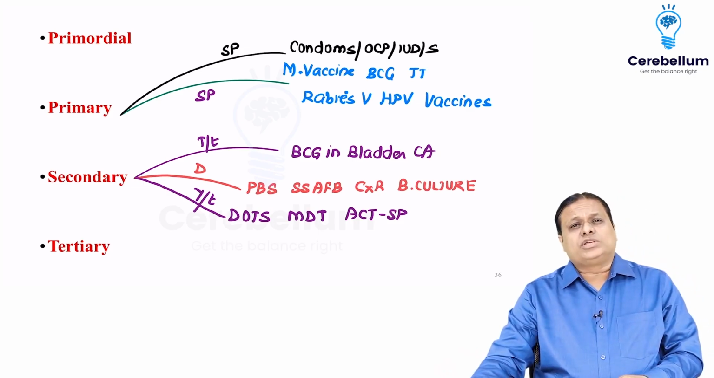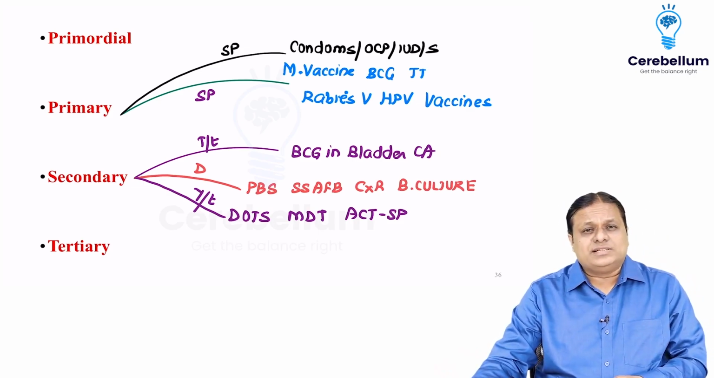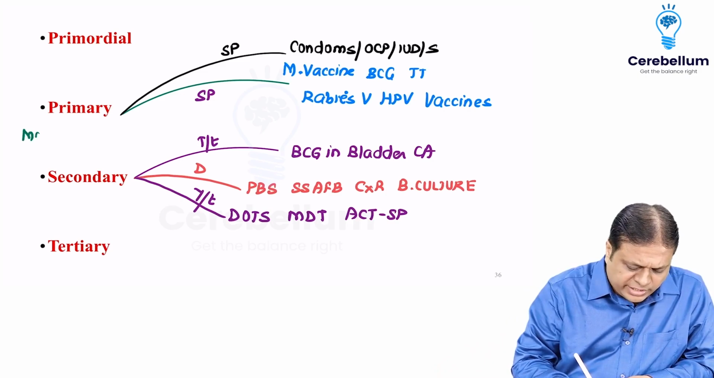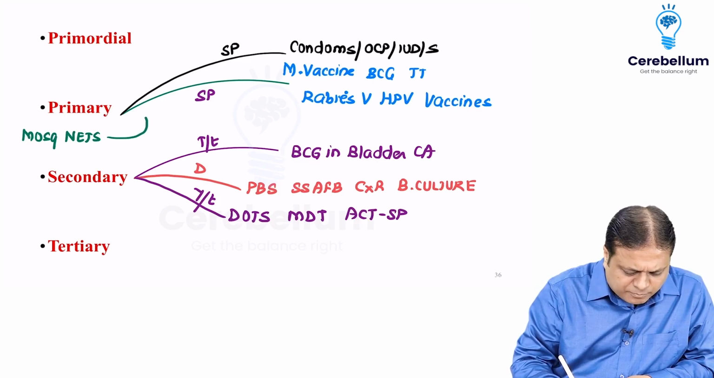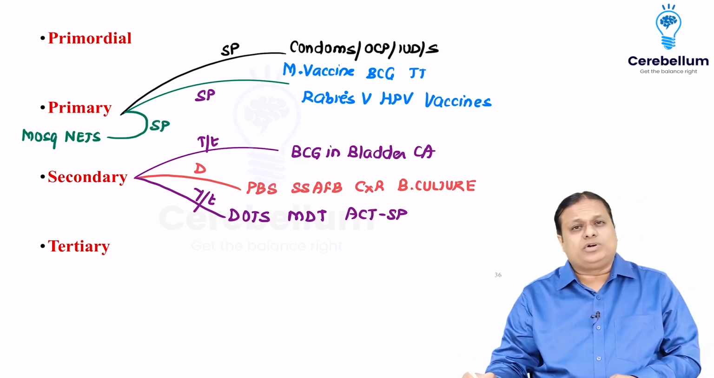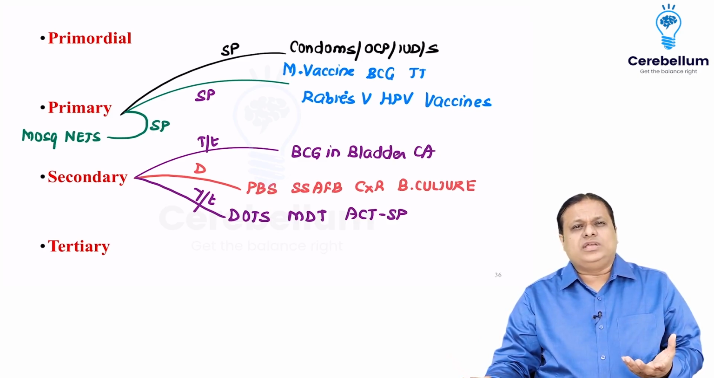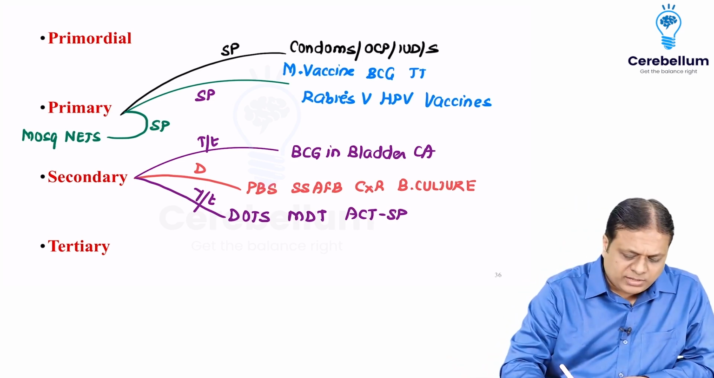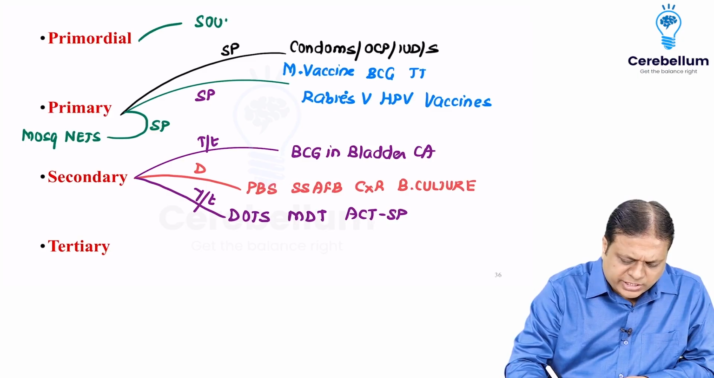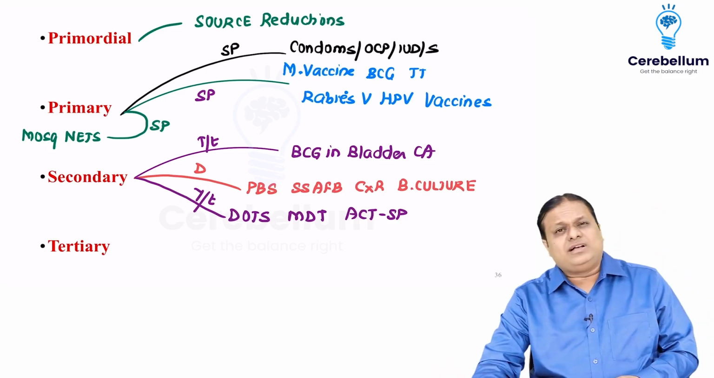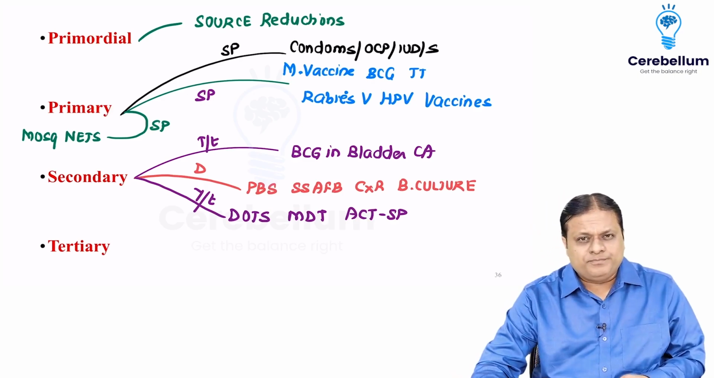When you look at mosquito nets, mosquito repellents, they are used when mosquitoes are present, risk is present. So mosquito nets, repellents are again primary level specific protection. But how can you prevent emergence of risk factor mosquito in the environment? That will become primordial. That is source reduction, elimination of breeding places of mosquitoes. No larva breeding, no mosquito will occur.